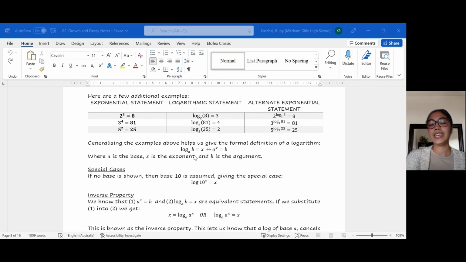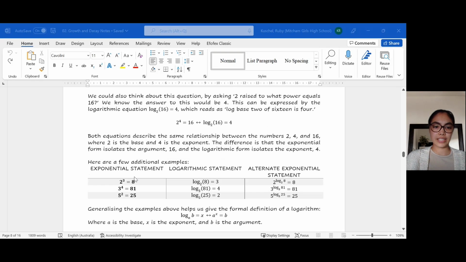So all in all, we can say that in general, the formal definition of a logarithm is that log base a of b is equal to x. And of course, from our exponentials here, we know that a to the power of x is just equal to b. So for all of these, we can see that my base is a, x is my exponent, and b is what we call the argument. The argument being this 8, 81, 25, or back up here where we saw that my argument was 16.